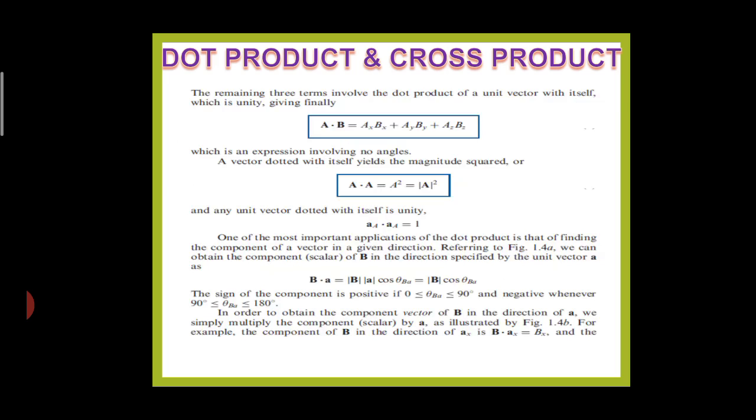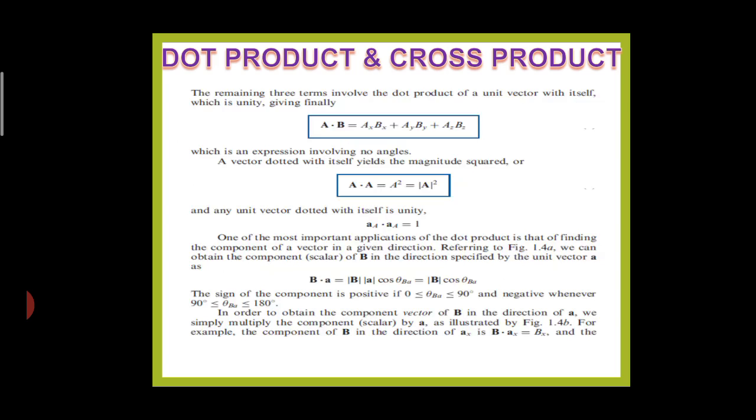A vector dotted with itself is the magnitude squared, or A dot A is equal to A squared, equal to the magnitude of A squared, and any unit vector dotted with itself is unity. So a dot a is equal to 1.